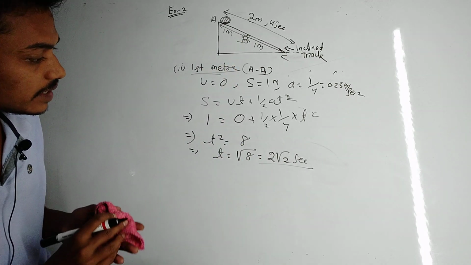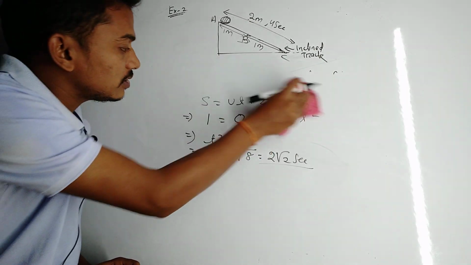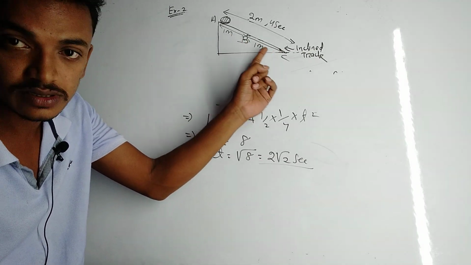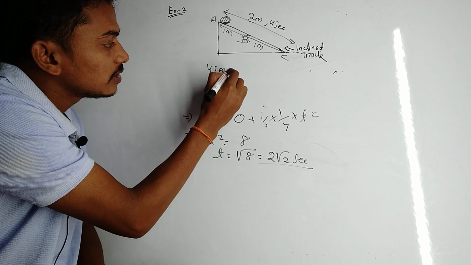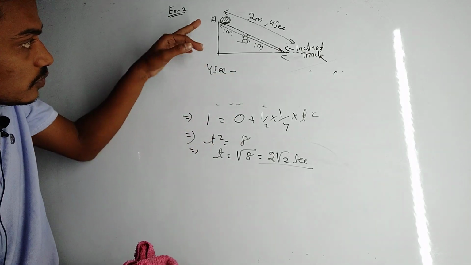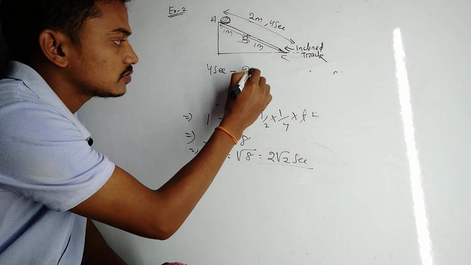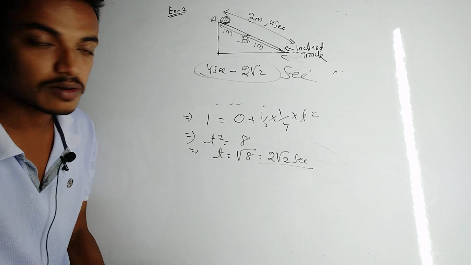Then the question was: what is the time required to cover the second meter? So the total time is 4 seconds, minus the time to cover the first meter, which is 2 root 2. So 4 minus 2 root 2 second is the answer.